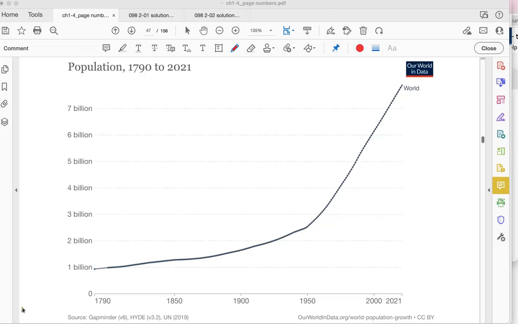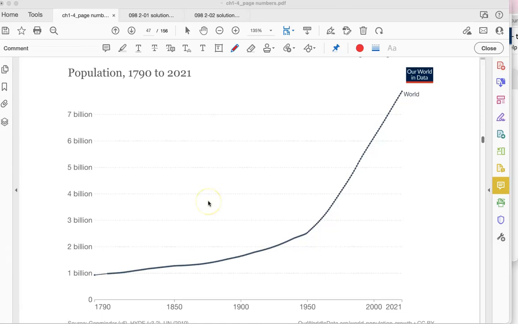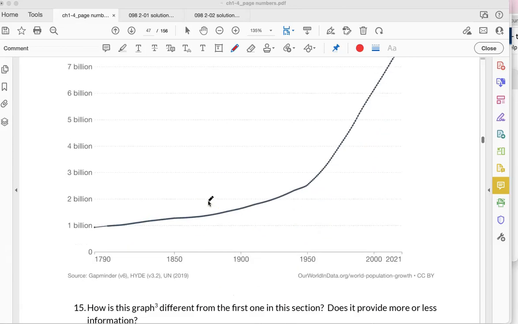On page 47, we have another world population graph. And my first question to you is, how is this different from the previous graph that we looked at?